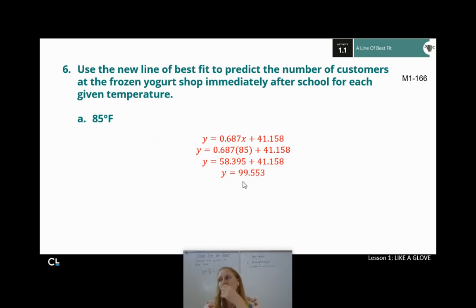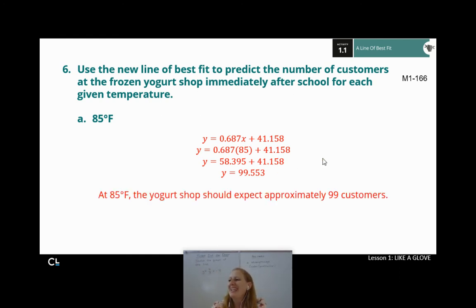Again, we are going to round to just 99 because I don't want 0.5 of a person walking through my door. That's creepy and scary and just disturbing. So at 85 degrees, the yogurt shop should expect approximately 99 customers. About that. It's about what we should be expecting.